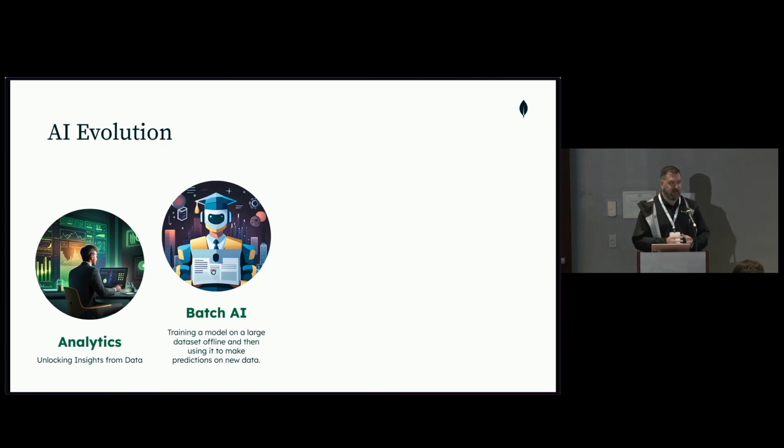Batch AI, as the name implies, is run on a schedule, offline, and it's analyzing historic data to make predictions of future events. But this is where the problem with batch AI is, because it's trained on historic data. It doesn't have access to real-time data, to proprietary data, to your data. This is okay for certain use cases, but most applications are going to need real-time data.